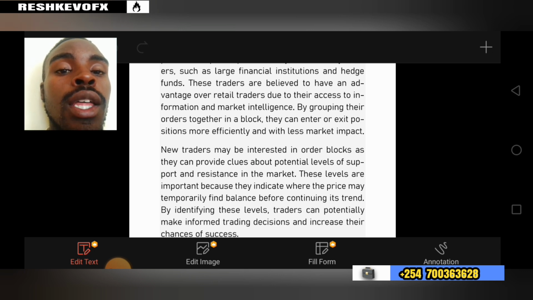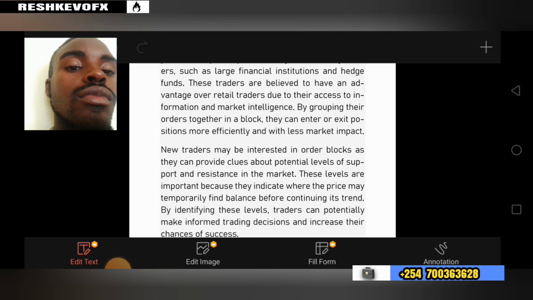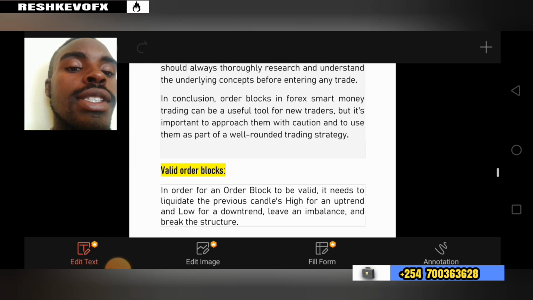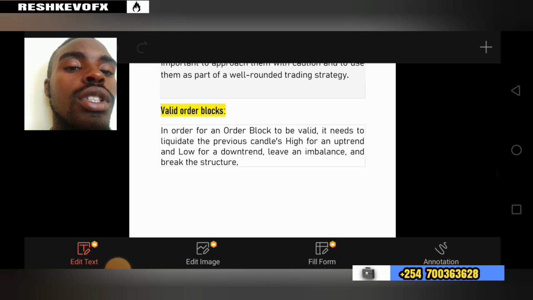So you need to understand the idea of the market. I don't want to confuse you about the order blocks. Let's look at a valid order block. For an order block to be valid, it needs liquidity, the previous candle's high for an uptrend and low for a downtrend, imbalance, and a break of structure. I think I have talked about imbalance, break of structure and liquidity, so make sure that you have watched that video. That's why I have prepared the order block to be almost at the top of these videos, so that you can understand them very well, guys.